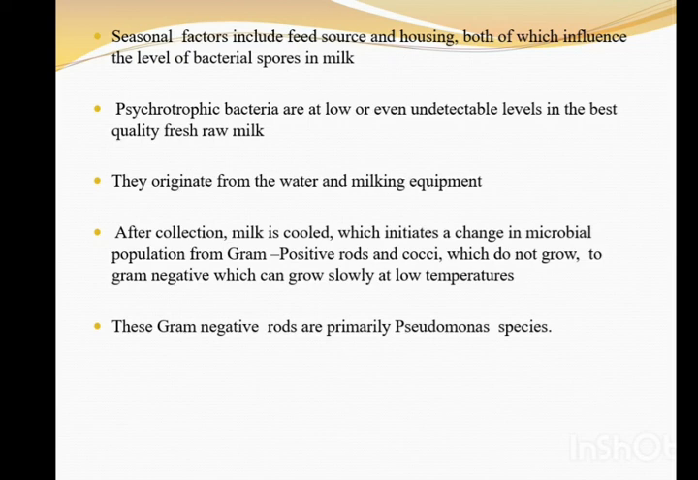After collection, the milk is cooled, which initiates a change in the microbial population from gram-positive rods and cocci, which do not grow, to gram-negative bacteria, which can grow slowly at low temperatures. These gram-negative rods are primarily Pseudomonas species.